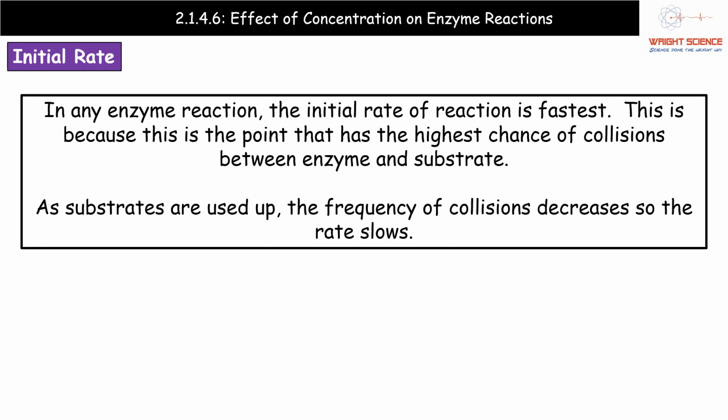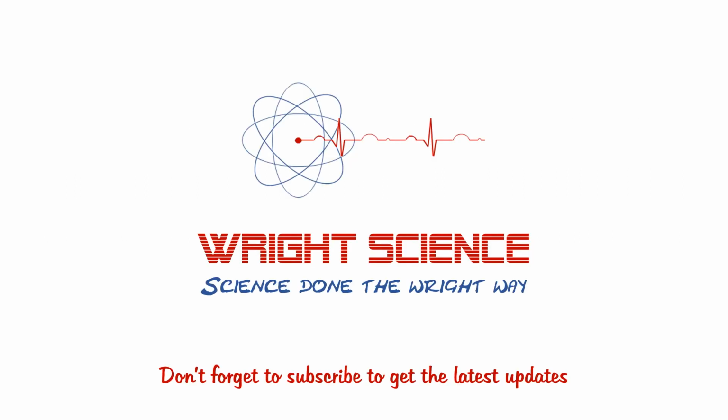As we then progress through this reaction, substrate molecules are being used up. So we're reducing the substrate concentration the longer this reaction goes for. If we've reduced the concentration of our substrate, we're reducing the frequency of collisions, and therefore the rate is going to slow down. So whenever you're looking for the fastest rate of reaction in our enzyme reactions, it will always be the initial rate, so the bit closest to the left-hand side of the graph if you're looking at it.